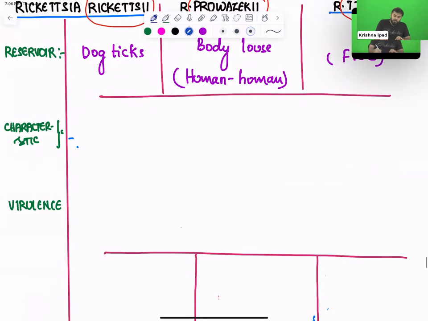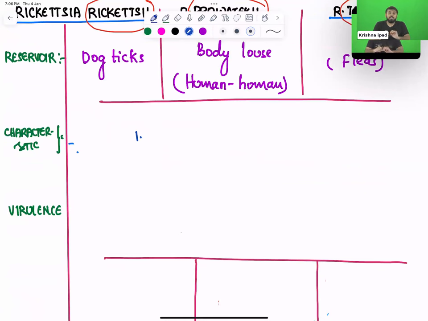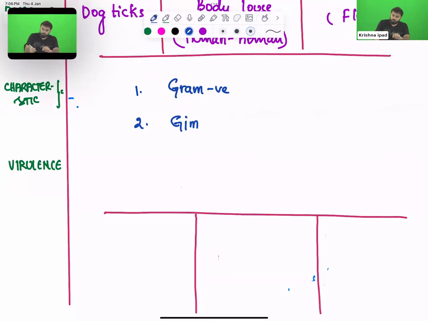Now, what are the characteristics which you can tell about this? The first important characteristic I can tell you is that this rickettsia is a gram-negative organism. And where can you see this? You can see this on Giemsa stain. In the staining methods, we have discussed this point particularly. Okay. You can see this on Giemsa stain.